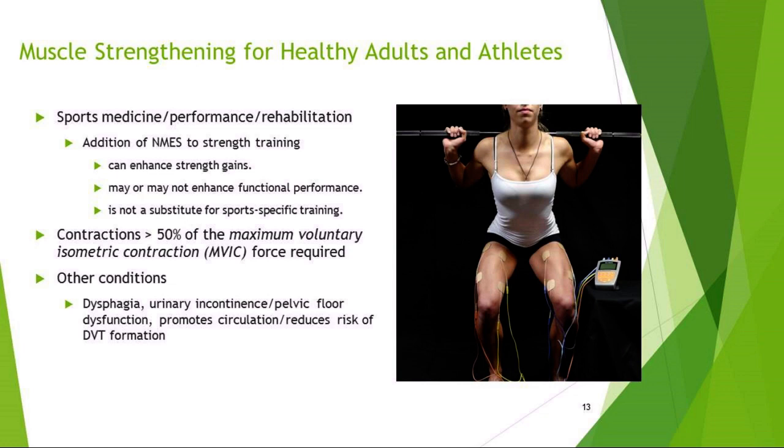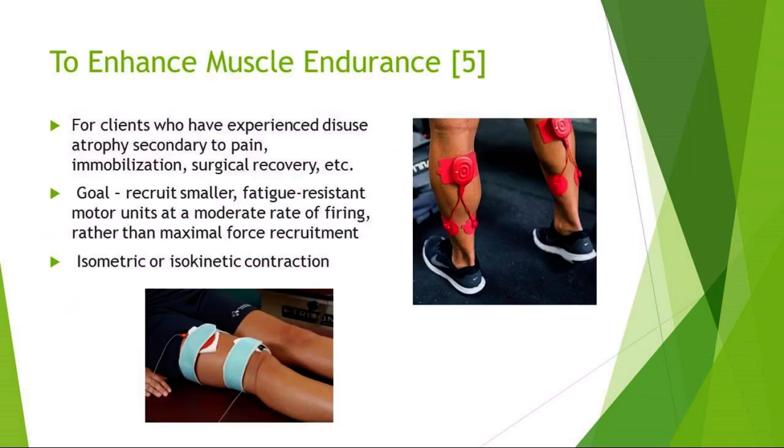Other conditions that muscle strengthening might be used for are swallowing, dysphagia. Of course, it's usually speech therapists that are doing this. Urinary incontinence and pelvic floor dysfunction, and that's usually used by women's health practitioners. Promoting circulation reduces risk of clot or DVT formation. So there are reasons for using it in healthy adults and athletes, although you might not commonly see it in the clinic. To enhance muscle endurance, and whenever I have a number in brackets, it means it refers to one of the references I have listed in the first PowerPoint for this chapter.